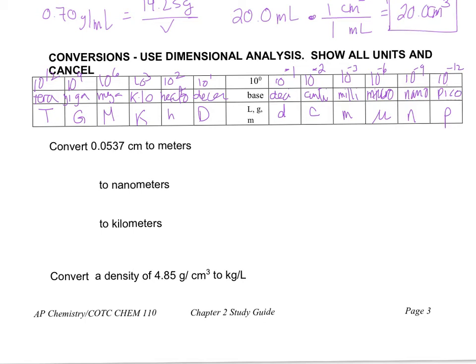It says convert 0.0537 centimeters to meters. So what you do is you write down the number that you have. 0.0537 centimeters. You do a conversion factor. A conversion factor is a fraction where the top and the bottom are equal to each other. So the conversion factor itself is equal to 1. So when you multiply the number by 1, it's equal to itself. So it should be equivalent. So that's why you're allowed to do that.